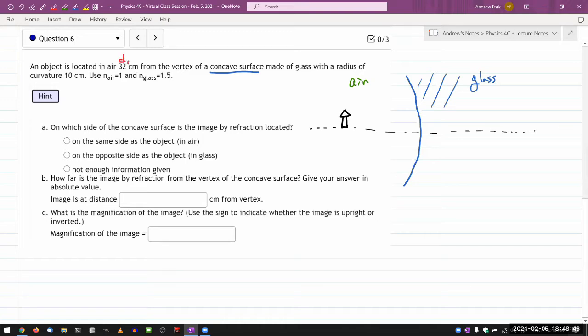I'm gonna call this dO because this feels like an object and it's giving me an object distance. An object is at dO from a vertex of a concave surface made of glass with a radius of curvature. Oh, okay, I'm given some radius of curvature. Let me say that this is the center and that's the radius of curvature, 10 centimeters. Use the index of refraction for air 1, glass 1.5. Okay, it's asking on which side of the concave surface is the image by refraction located?